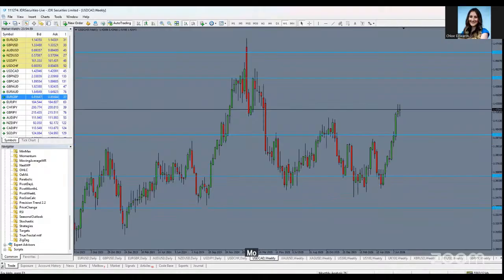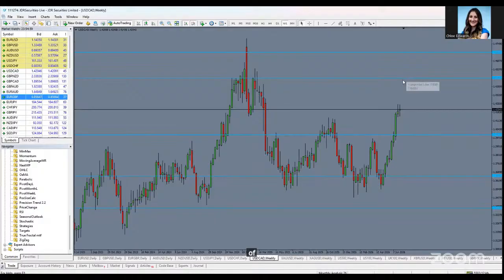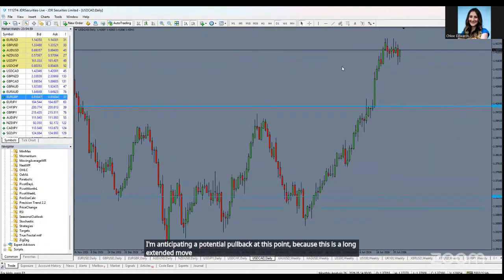Moving on to dollar CAD. So dollar CAD, I am still bullish on dollar CAD. So we've strongly broken above this major horizontal level just here with a couple of weeks of really, really strong buying price action. We're now kind of sitting in the middle of these two horizontal levels here. I'm anticipating a potential pullback at this point because this is a long extended move, but I am still bullish.